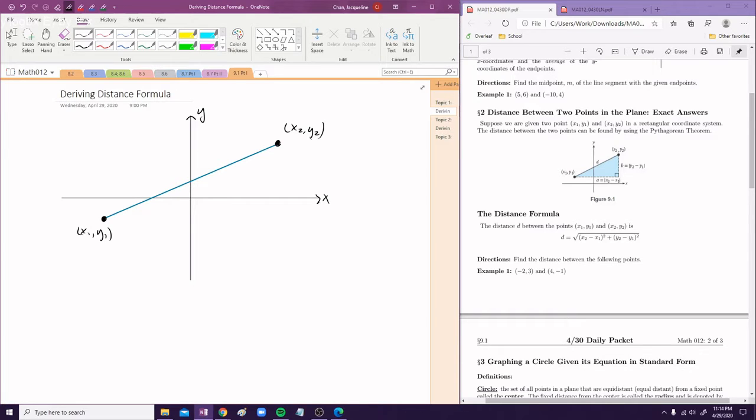The distance between the 2 points can actually be found using the Pythagorean theorem. This blue line, we're going to call it D. Our goal is to find a general formula for D. So how are we going to use the Pythagorean theorem?